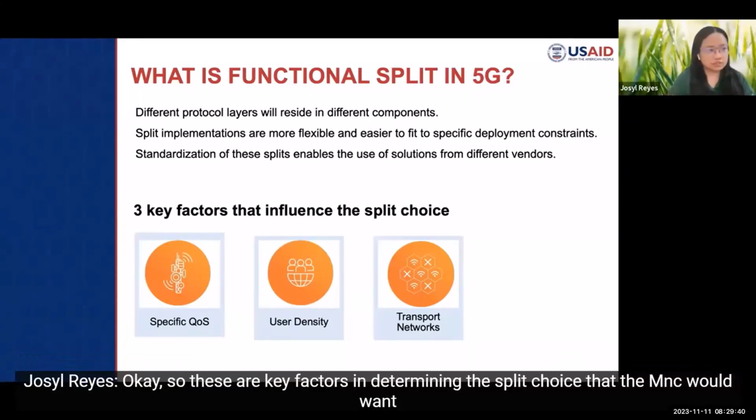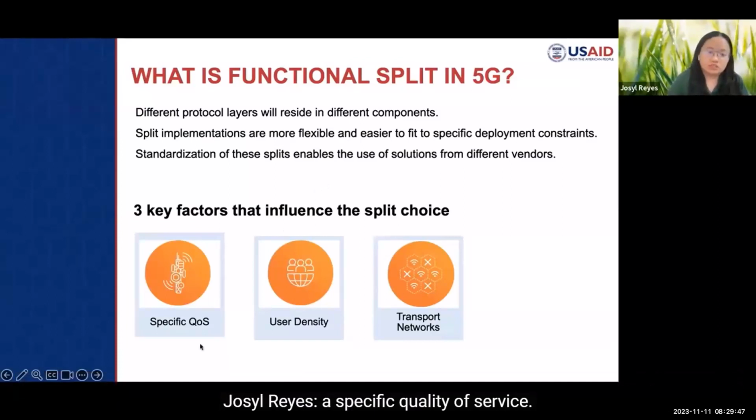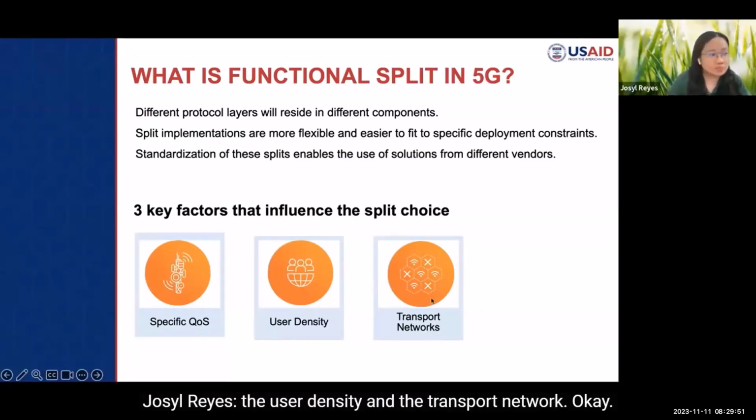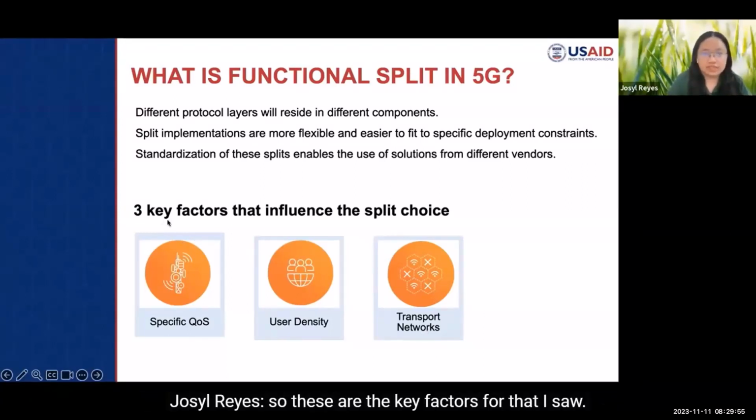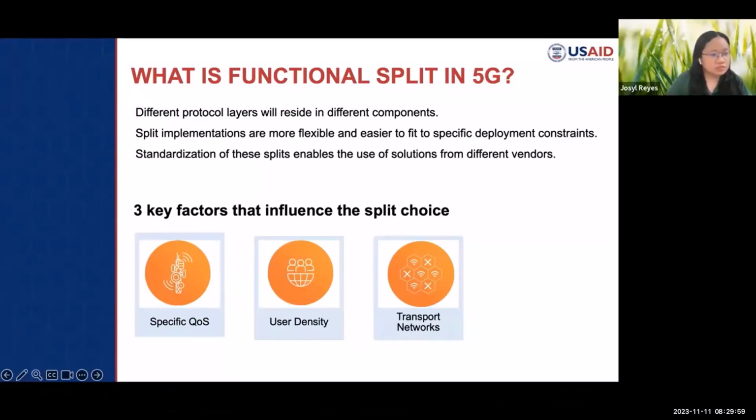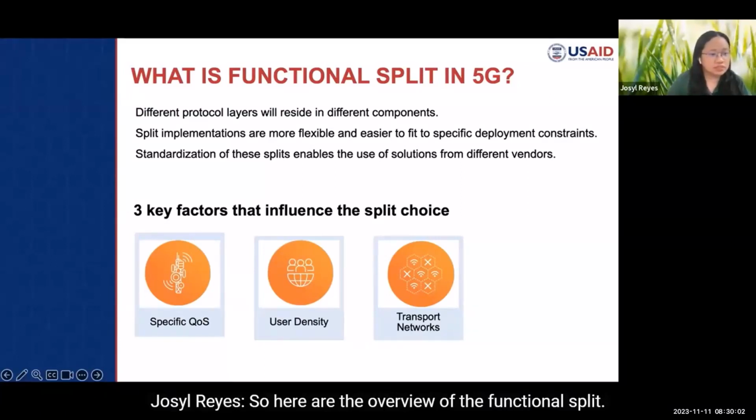Okay, so these are key factors in determining the split choice that the MNO would want: the specific quality of service, the user density, and the transport network. Okay, so these are the key factors for that. So here is the overview of the functional split.